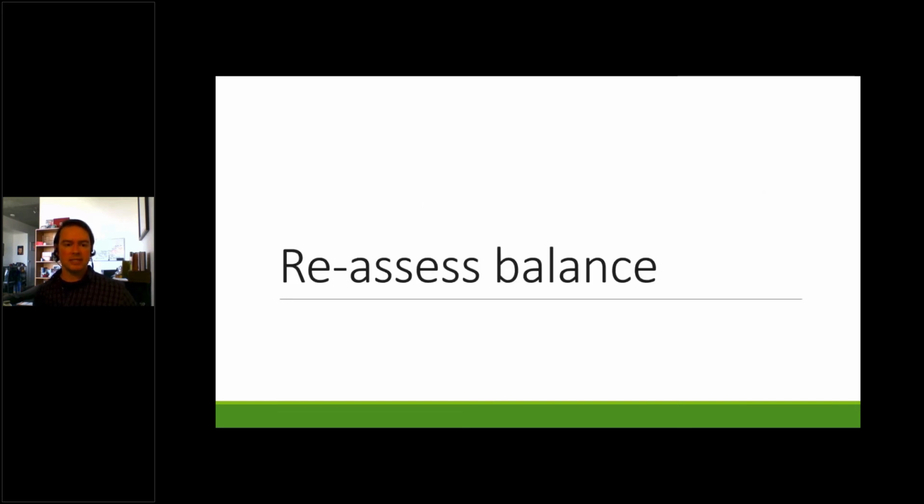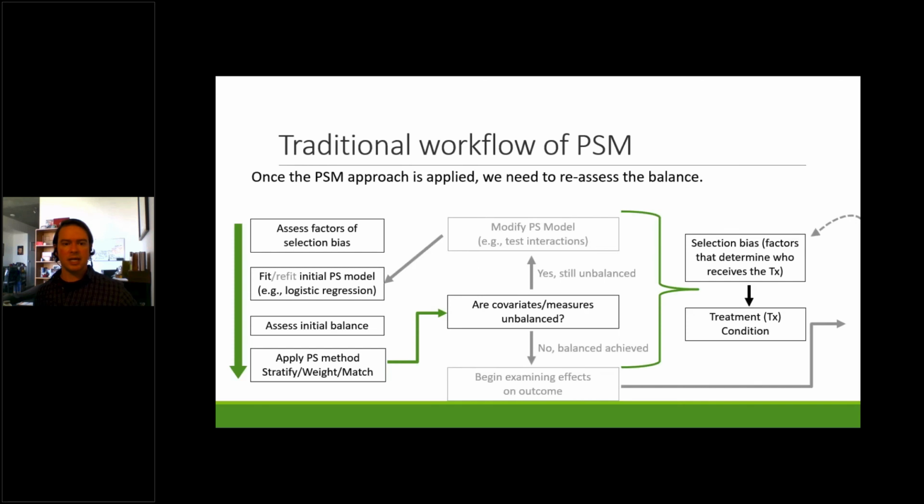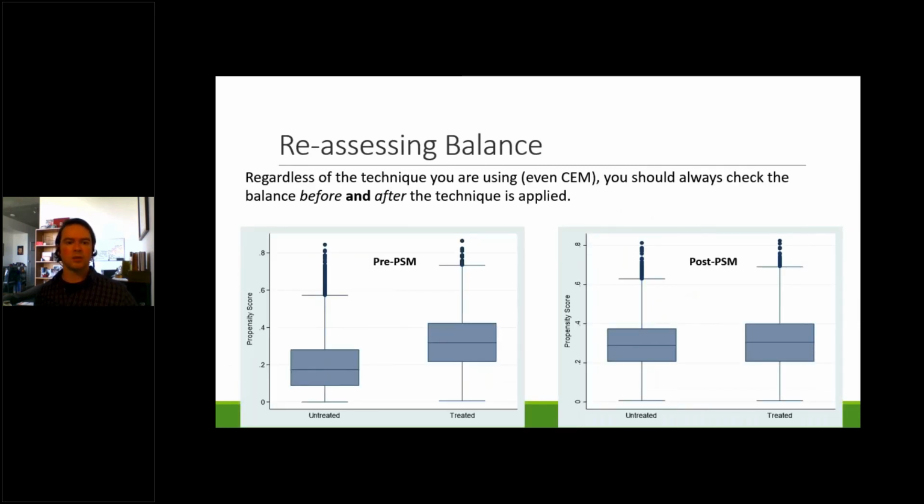So that brings us to reassessing the balance. This largely has to do with all of the balancing metrics that we talked about previously, but we have to, of course, reassess them once we apply the propensity score. Regardless of the technique you're using, even with coarsened exact matching, you should always check the balance before and after the technique is applied, and you should always report on it as well. This is a sorely overlooked area in the use of this technique.